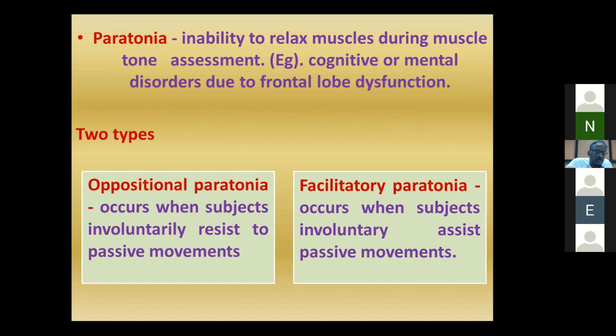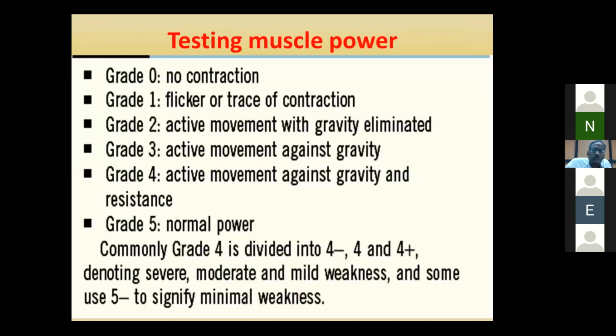Power is nothing but the ability to do any work. So this is the general classification of power: no contraction, flickering, active movement, movement against gravity, movement against resistance, and normal power. According to that, we can see whether this muscle is working normally or not.